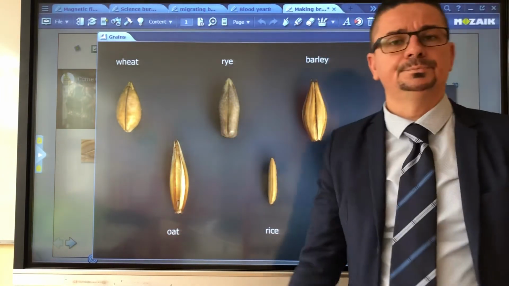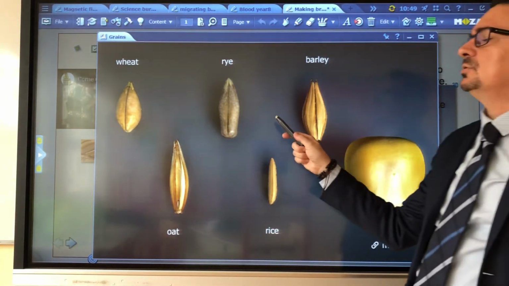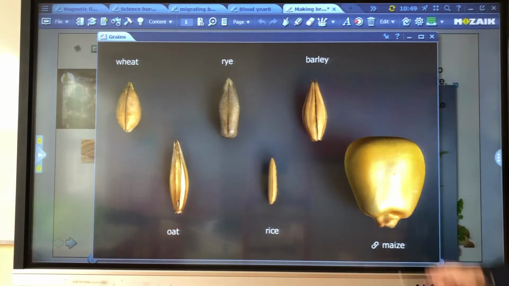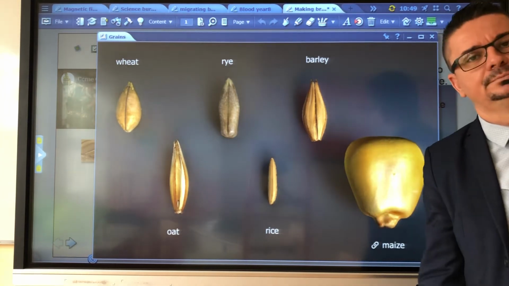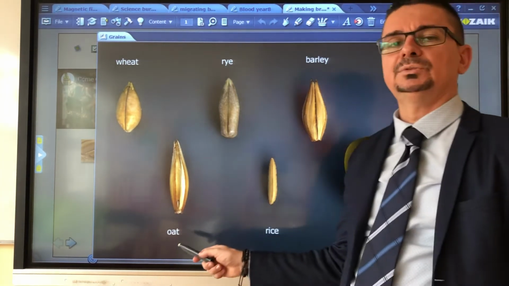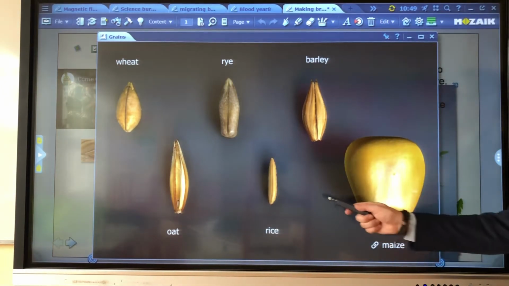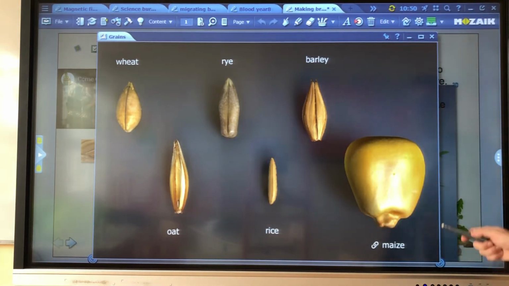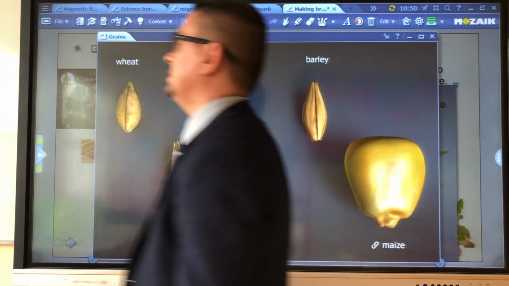Wheat, búza. Rye, rozs. Barley, árpa. Oat, zab. Rice, rizs. And maize, kukorica.